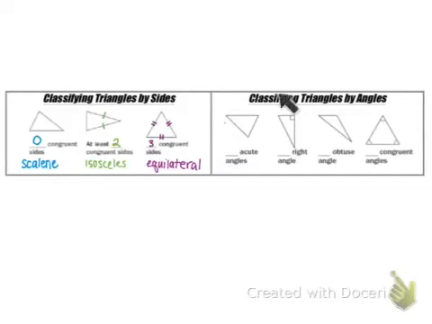Now, to classify the triangles using the angle measurements, the first one, if we're looking for acute angles, you notice that there are 1, 2, 3 angles that are acute. And again, acute is a measurement less than 90 degrees. If there are 3 of them, we call this an acute triangle.